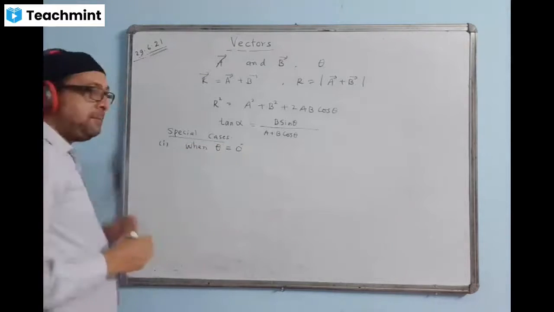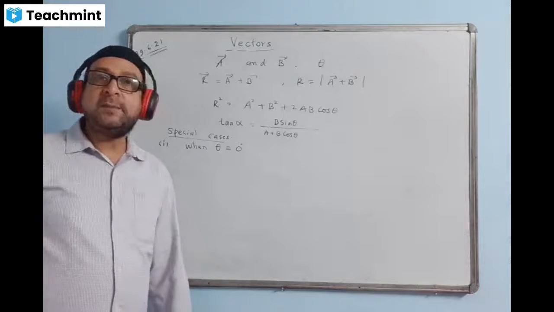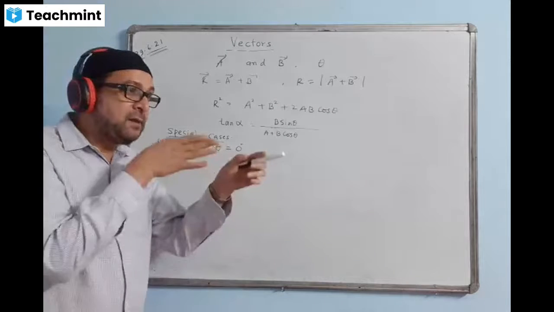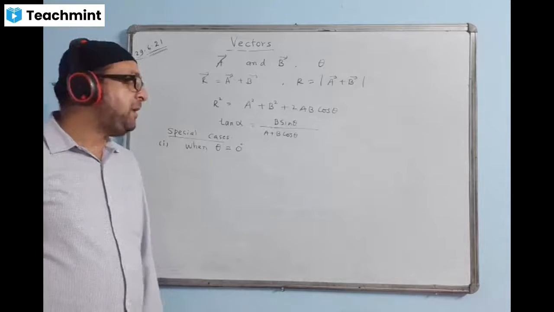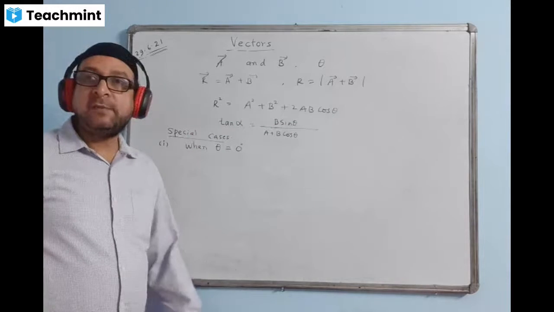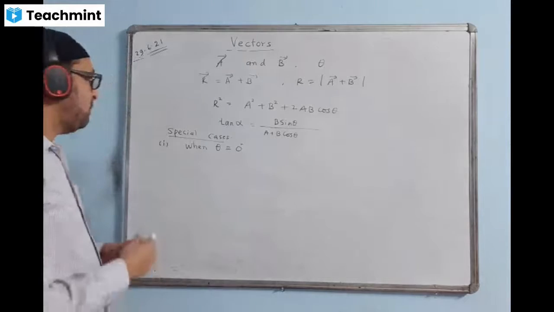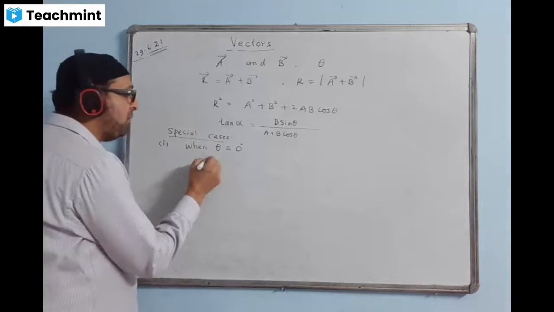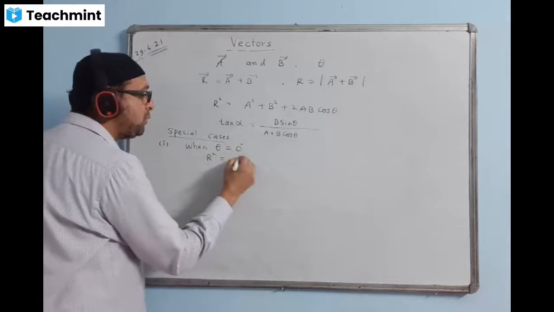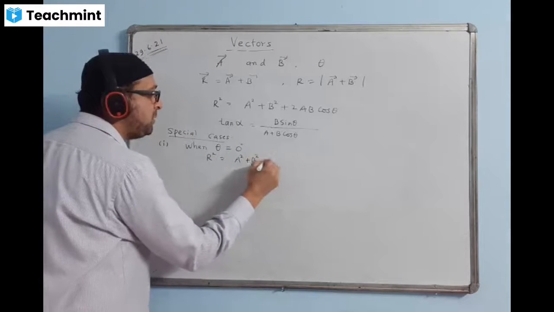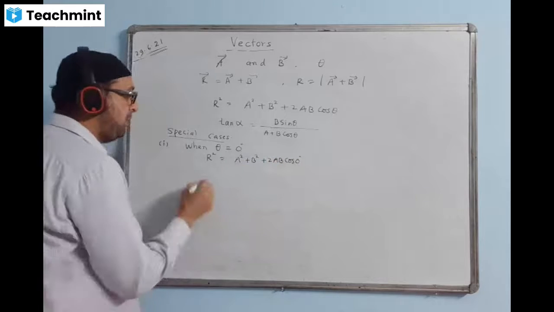theta is 0 degree. When theta is 0 degree, what does it mean? That means when the two vectors are in the same direction. Vector A and vector B are in the same direction, angle between them will be 0 degree. There will be no angle between them. So that time, what is the formula of magnitude of the resultant? R square formula will become A square plus B square plus 2AB cos 0 degree, I will write.